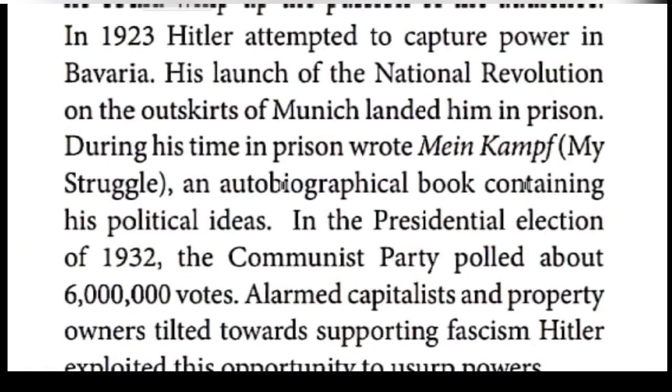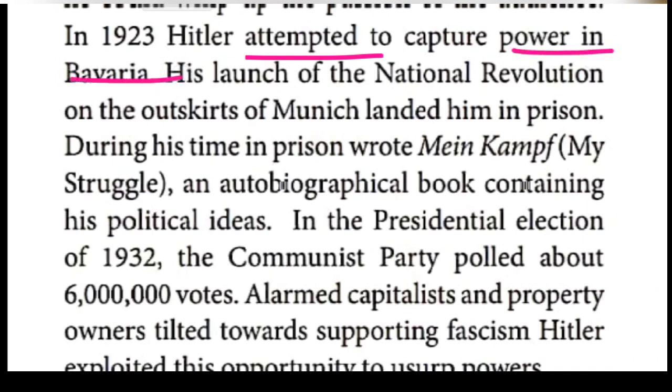The same para, in the year 1923. During the First World War, he worked in the Bavarian army. But in the year 1923, what happened? Hitler attempted, what is the meaning of attempted? He tried to capture. He tried to capture power in Bavaria.